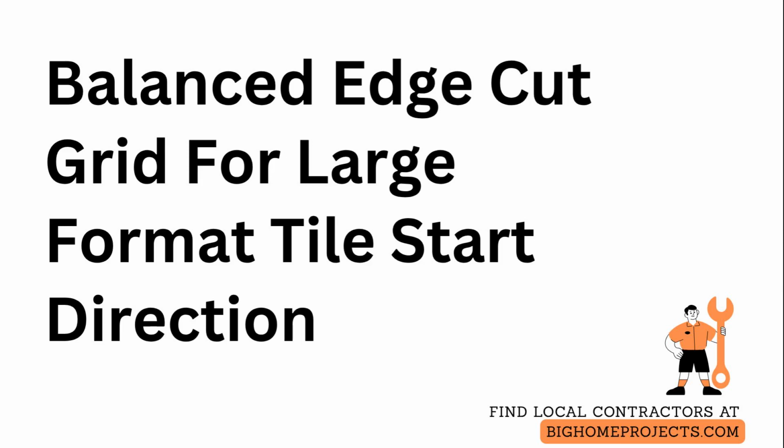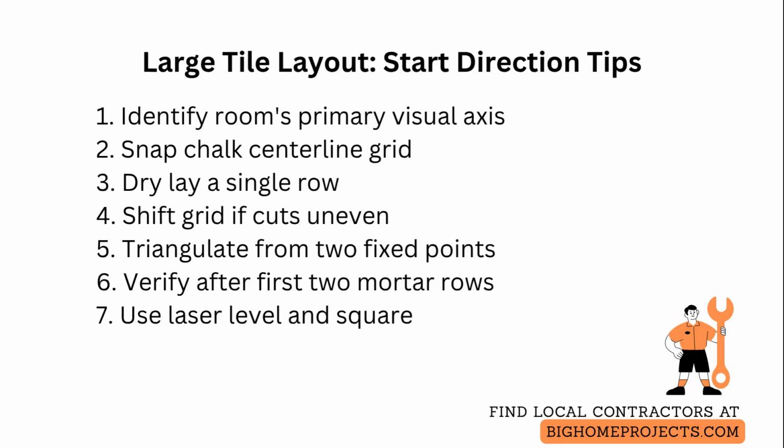Decide the starting direction for laying large format floor tile by orienting your primary grid to the room's longest uninterrupted sightline. Start by identifying the room's primary visual axis, which is usually the longest wall or the line you see first upon entering. Measure and mark a center line from that axis and snap chalk lines to establish a reference grid that runs parallel to your chosen sightline.